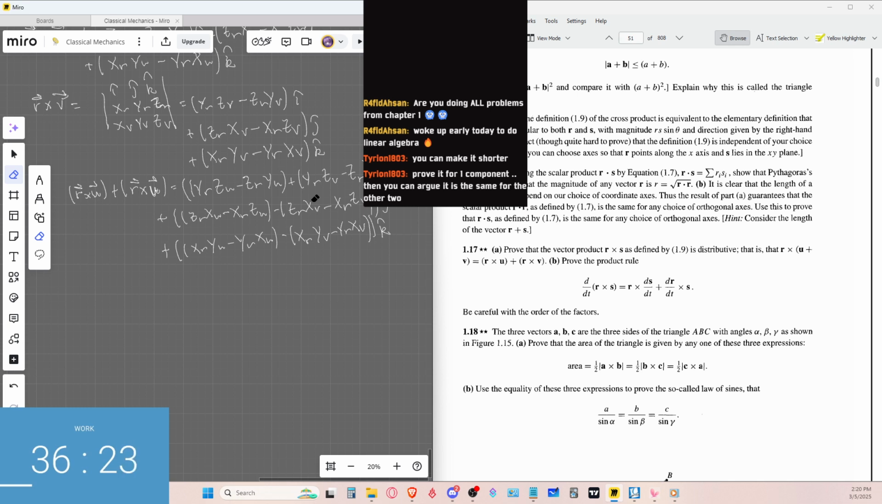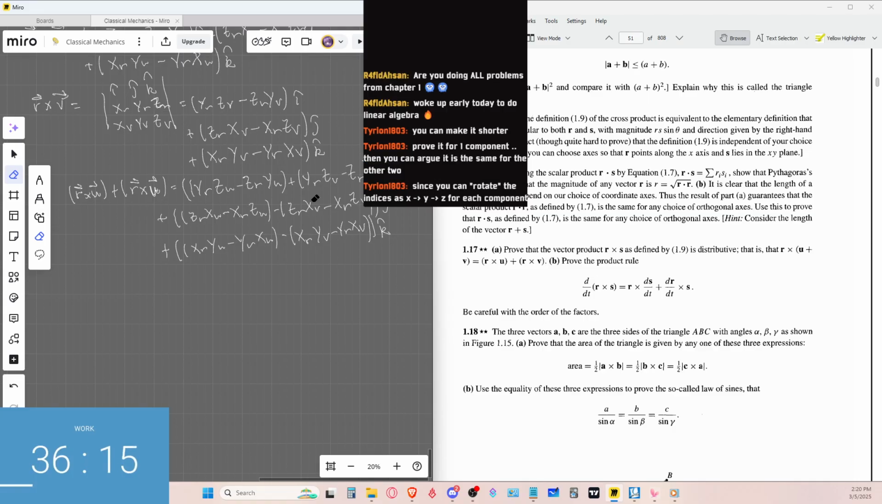Prove one component, then you can argue it is the same as the other two. Yeah, that's what we're supposed to do, since you can rotate the indices. Yeah, thank you for your suggestions, Tyrion.